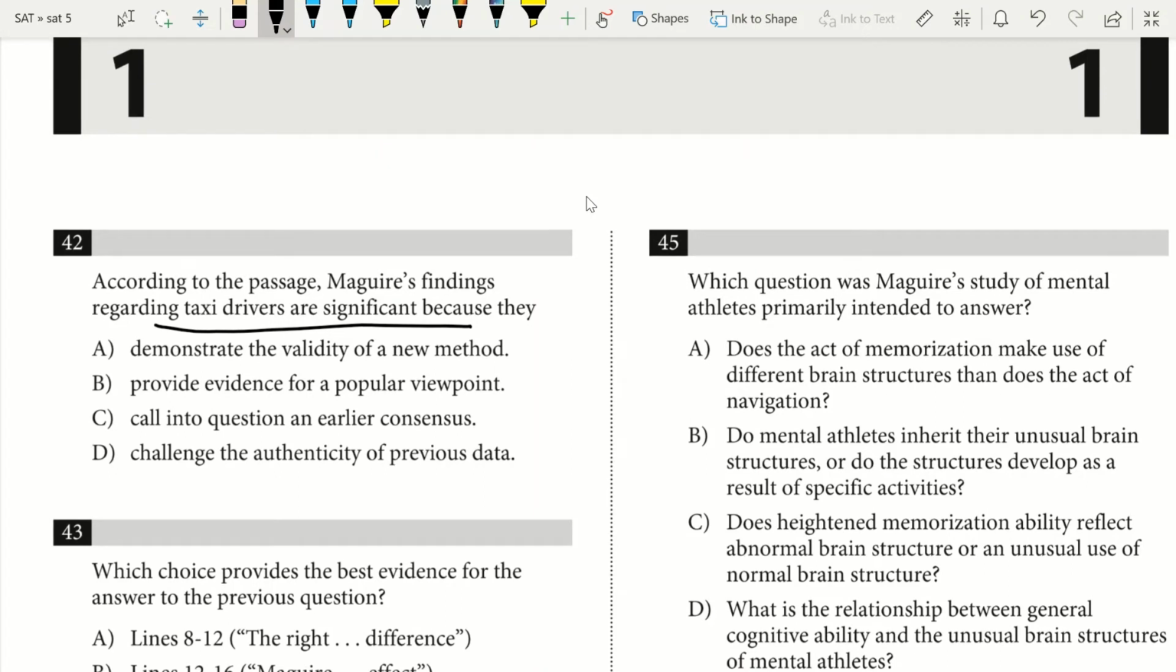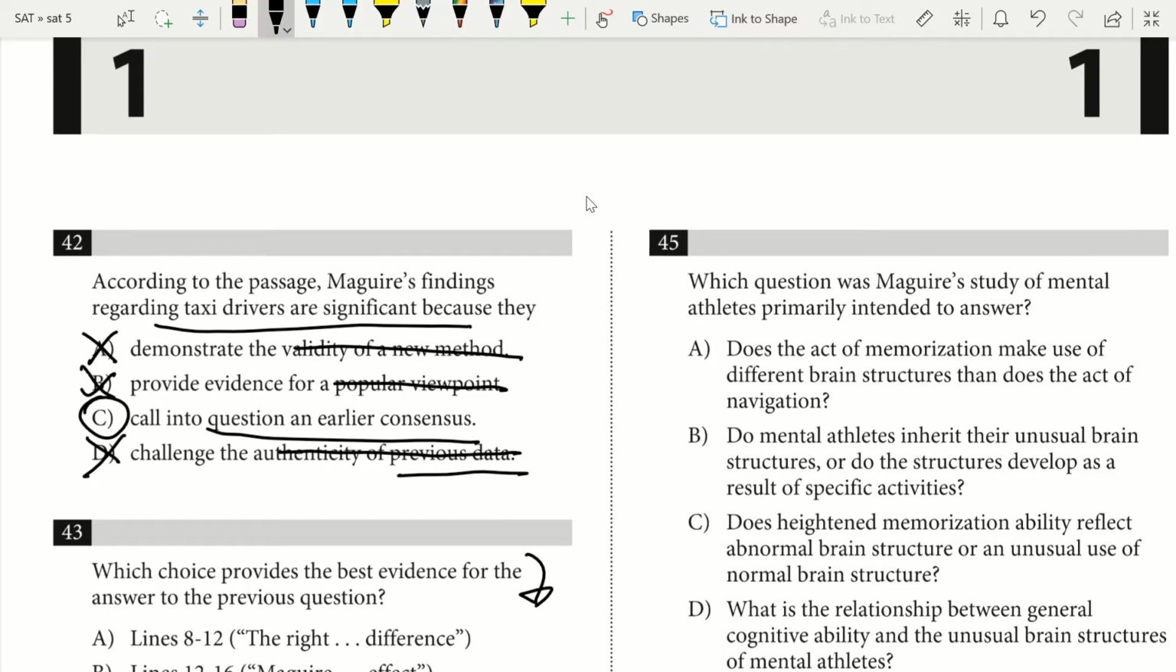So let's go ahead and take a look at our options for 42. Option A says demonstrate the validity of a new method. No, we're not demonstrating the validity of a new method. B, providing evidence for a popular viewpoint. There is no popular viewpoint we're providing evidence for. C, calling into question an earlier consensus. Yes, absolutely. I just pointed out in my evidence there, and we have an evidence question up here, so that's probably what our evidence will be. I pointed out how it was previously thought the brain's anatomical structure could not change, but now it's showing it can. D, challenging authenticity of previous data. We don't discuss previous data, so that's why that's wrong. As far as what question type this is, I would say that this one's a little bit tough.